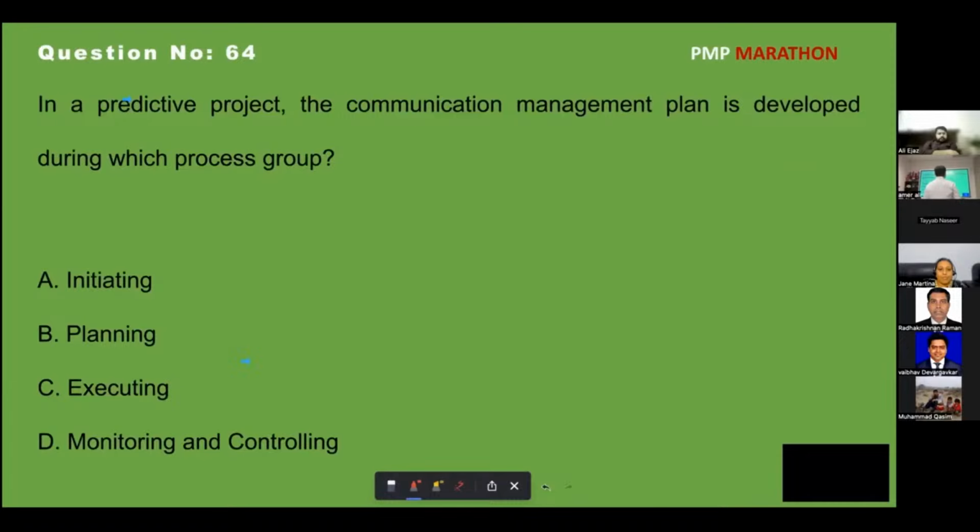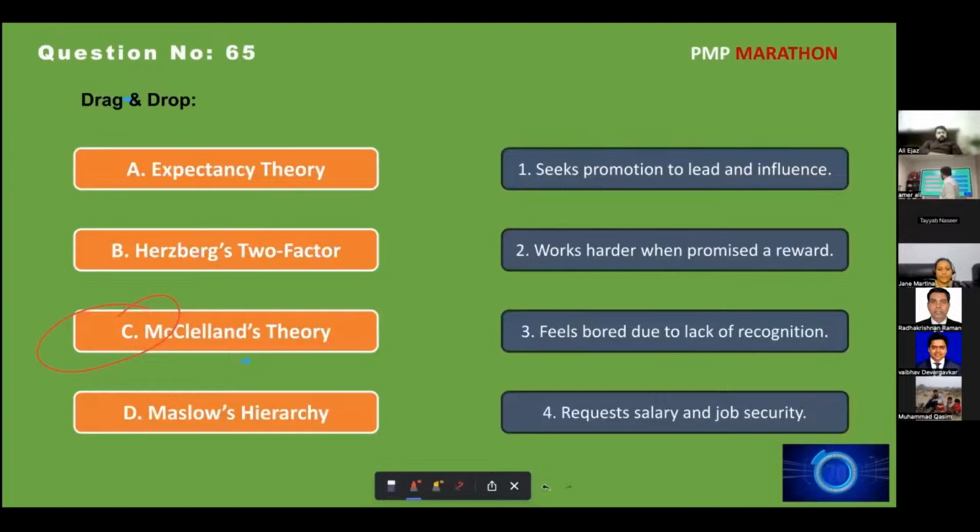The communication management plan is developed in which process? Planning. This is very easy. Sure. I'm happy, Martina, you are with me. This is also removed. For the next marathon, because in every marathon I take the previous best questions and put them in, so some of them will go out. Okay, this is a good one.